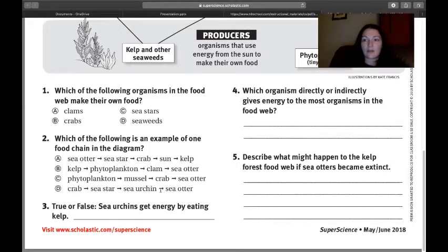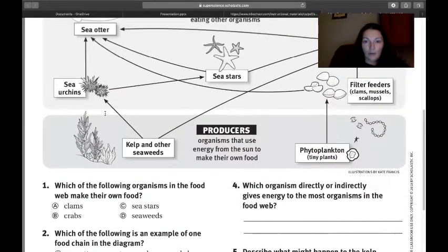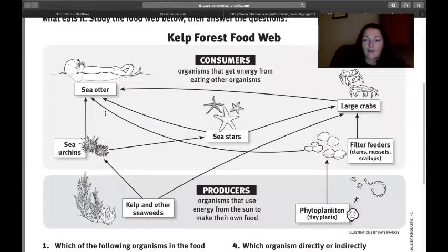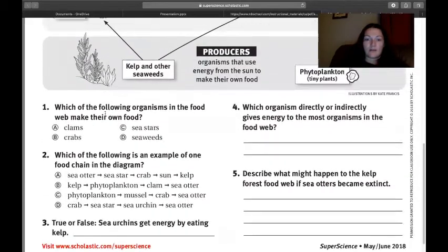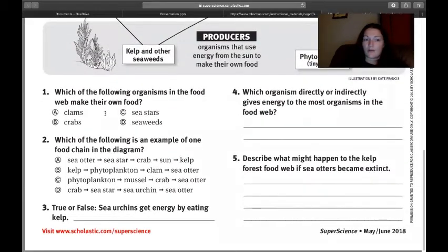So I need you to take a piece of paper, label it 1 to 5, and write your responses down. So you're going to read number 1, which of the following organisms in the food web make their own food? So go up here, find that information. Answer with either choice A, B, C, or D. Same thing with number 2. Which of the following is an example of one food chain in this diagram? So make sure you're matching it up.